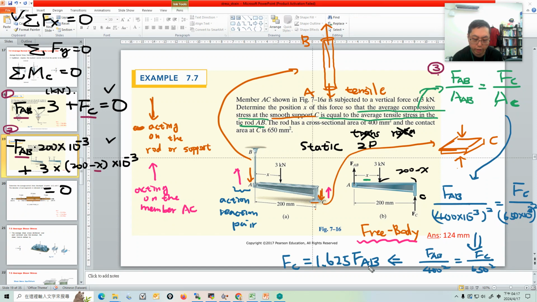100 square divided by 400 square. Oh, no, did I do the calculation wrong? Did I do something wrong with the 1 millimeter square? Millimeter square. Ah, sorry, I did this wrong. Okay, so there's no square here. I did this wrong.